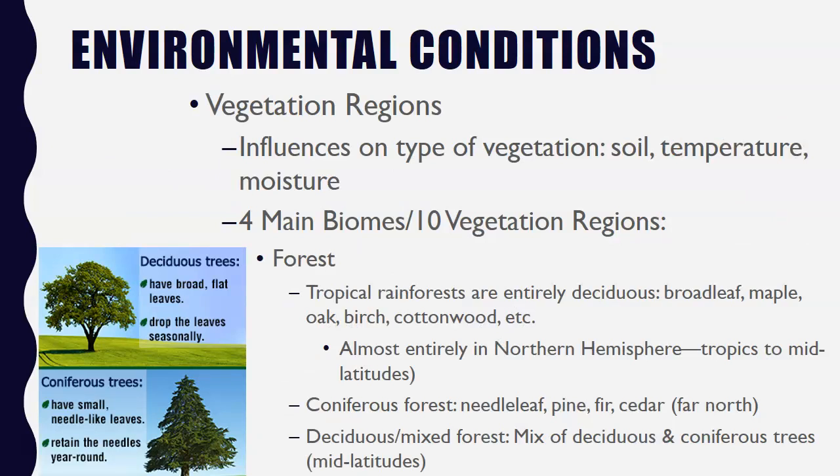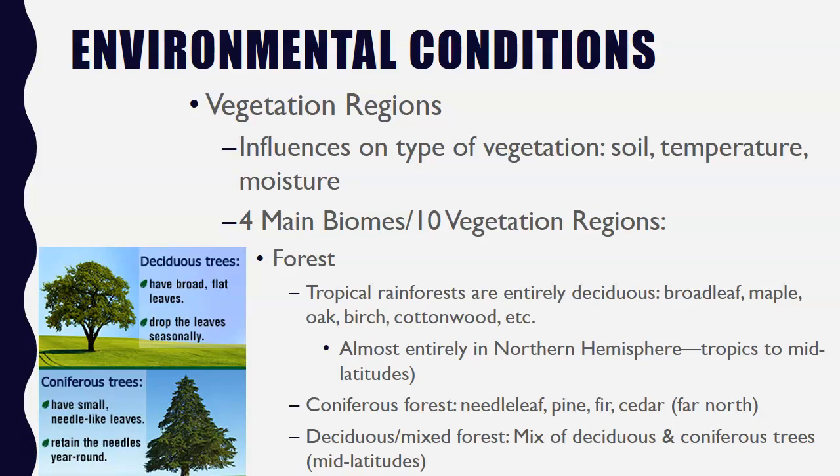Now, our vegetation regions are also decided by our weather and climate. There's a lot of influences on the type of vegetation, things like soil type, temperature, and moisture. So that temperature and moisture is very much tied into our weather and climate. And our world's food supply depends greatly on soil, and it determines what type of vegetation is going to be supported in a region. So that in turn influences what type of human activities are able to take place in that region. So we have 4 main biomes that break down into 10 vegetation regions.